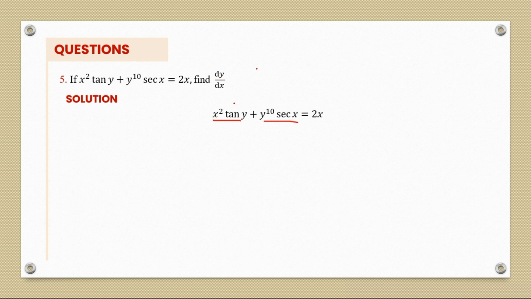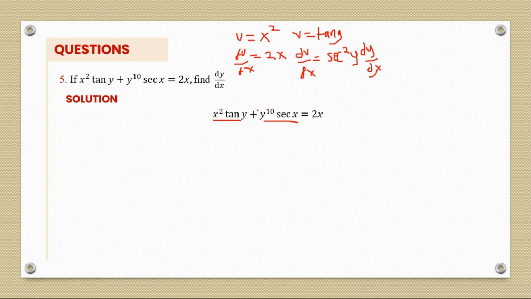So now when you deal with this pair here, you can let u be equal to x squared. So that means du dx shall be equal to 2x. And you can let v be tan y. So dv dx shall be equal to sec squared y. But because we're dealing with a y value here as the variable, we're going to multiply to it a dy dx.